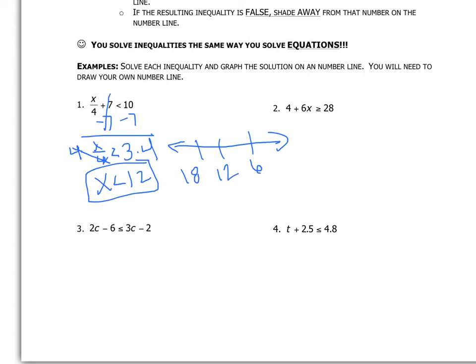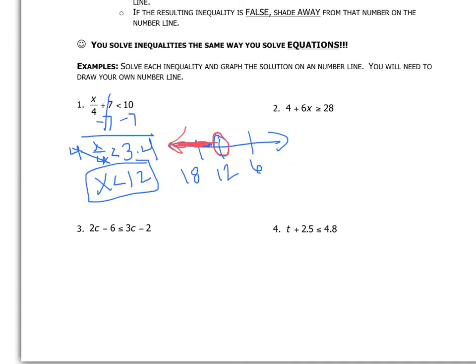Okay, so x is less than 12. So it's not equal to 12. 12 is not a solution. Otherwise, it would say x is less than or equal to 12. So I put an open circle. Less than goes to the right, so I shade to the right. And actually I could just do this in a different color. There you go. And then put an arrow on the end. That's it. That's all you do.